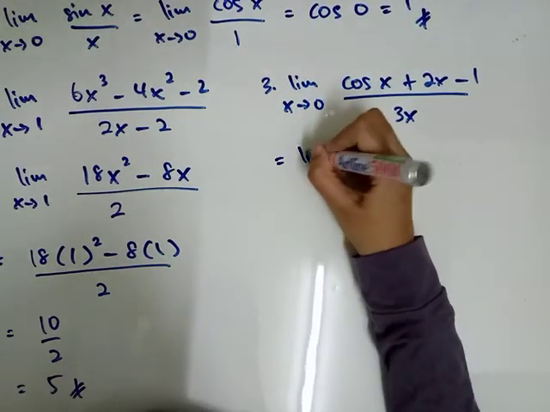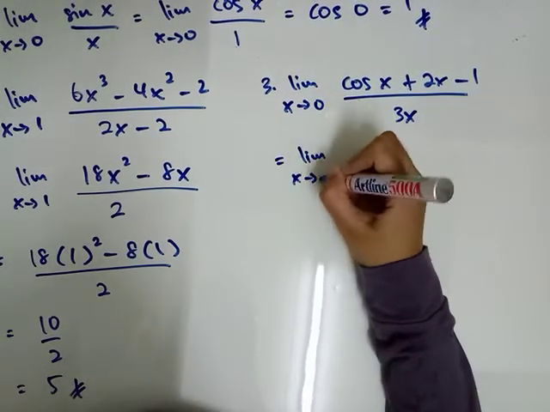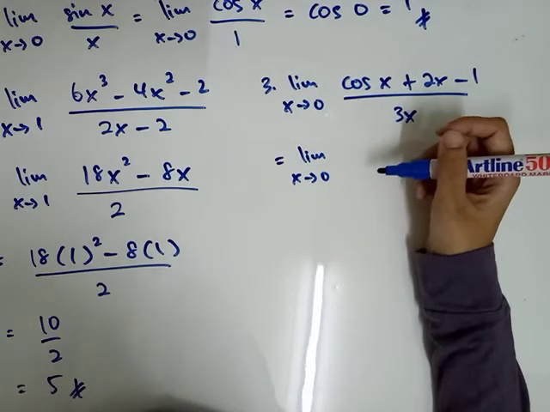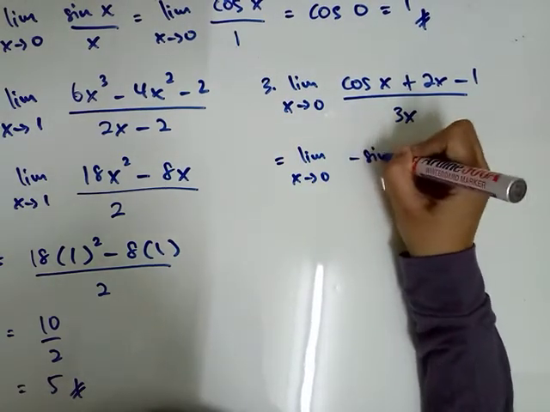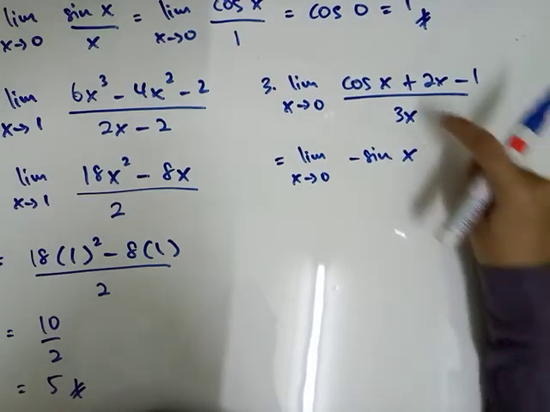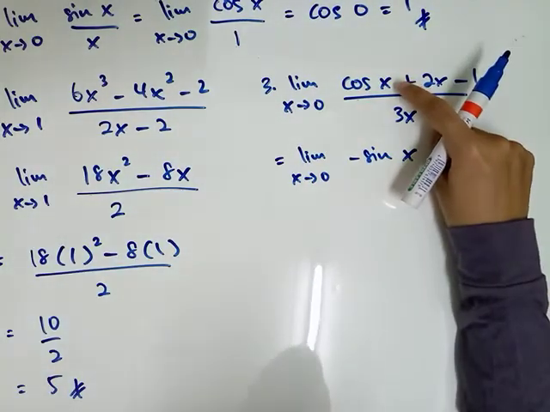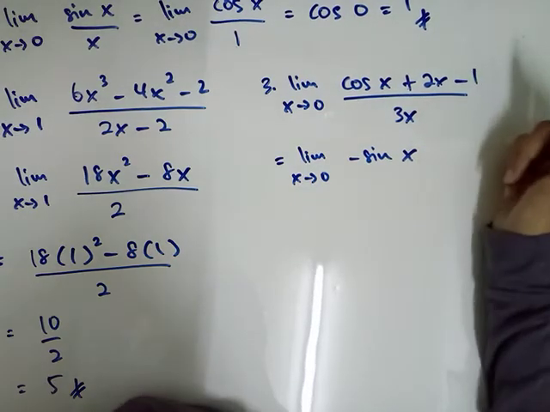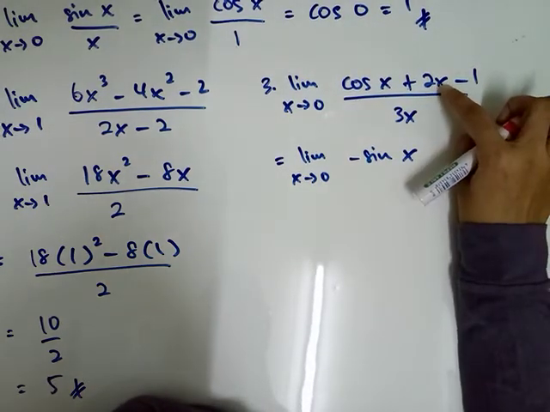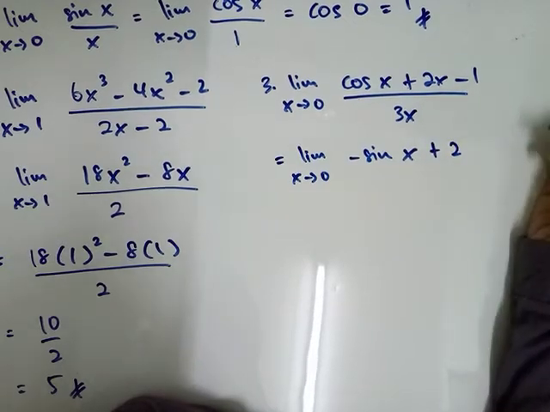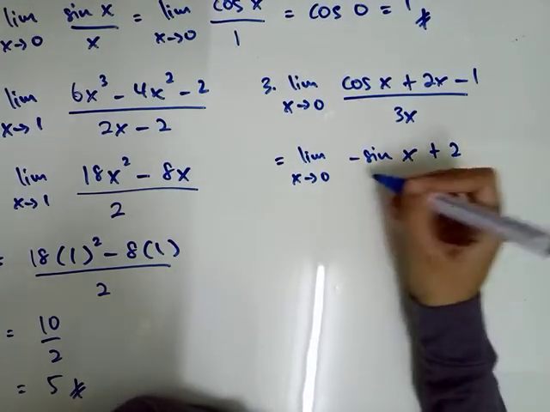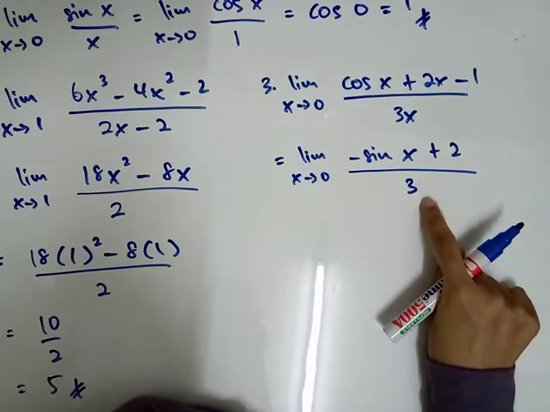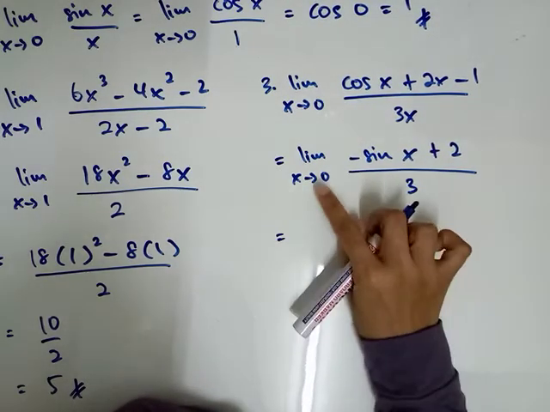Limit x approaching 0. So differentiate cos x, we get negative sin x. You need to remember basic trigonometry: how to differentiate cos, how to differentiate sine. And then differentiate 2x, we get 2. Differentiate negative 1, it is 0. Differentiate 3x, we get 3. This is a fixed number. Then we can apply this limit.